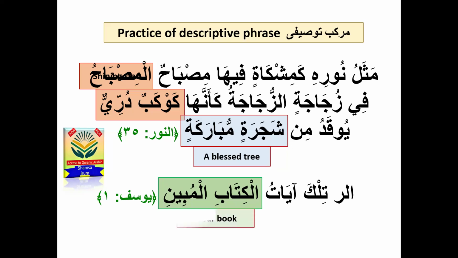So it is a descriptive phrase, the clear book. Sorry, I should write here the clear book. That's my typing mistake. I forgot to write it sometimes, because when you are writing a lot of things, sometimes something is missing. Like I wrote here "a blessed", I wrote "a" because it's nakira, indefinite, but this one is definite. I should write here the clear book.